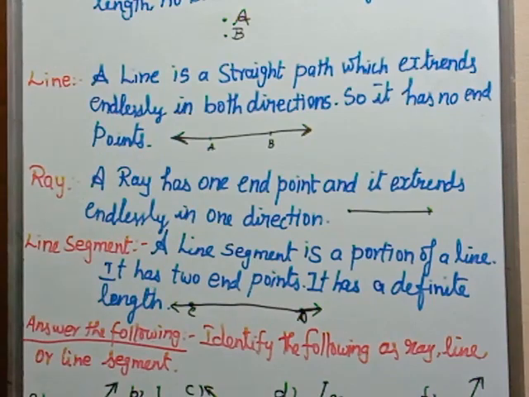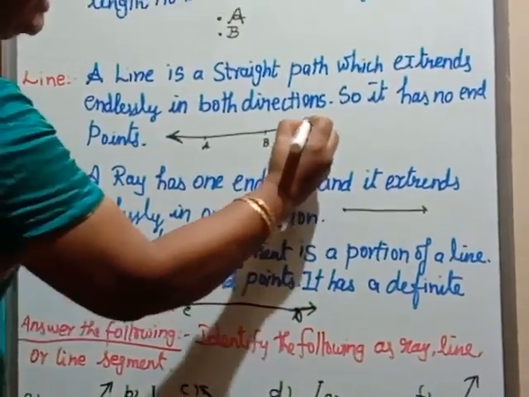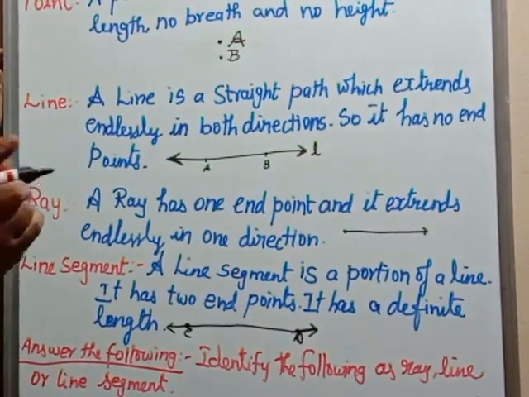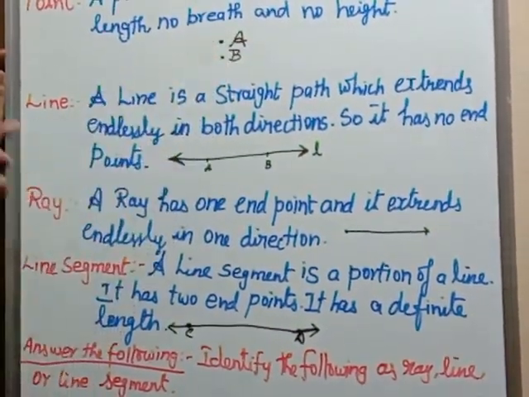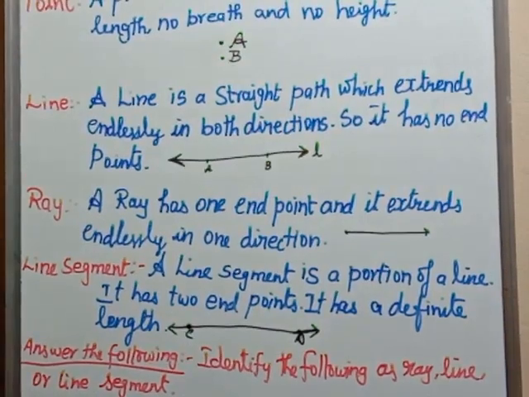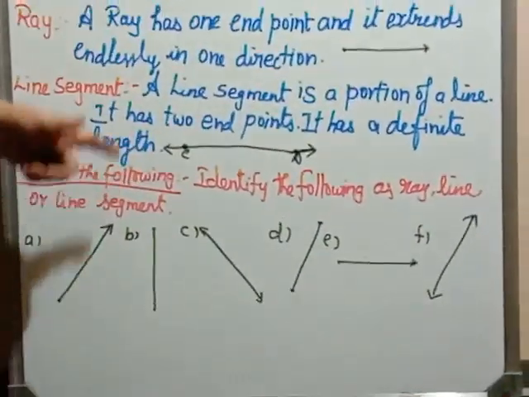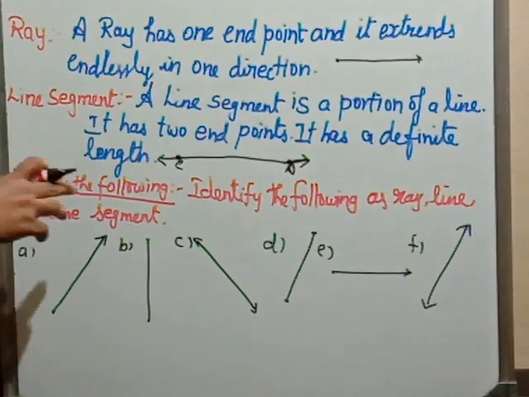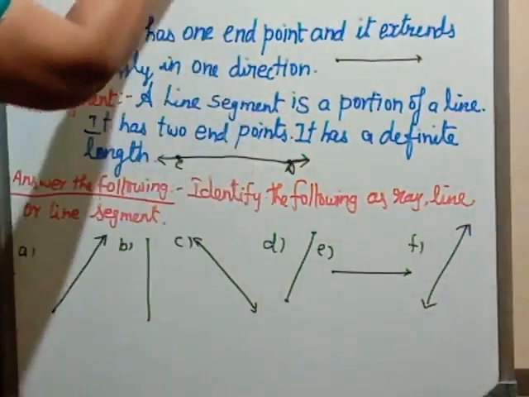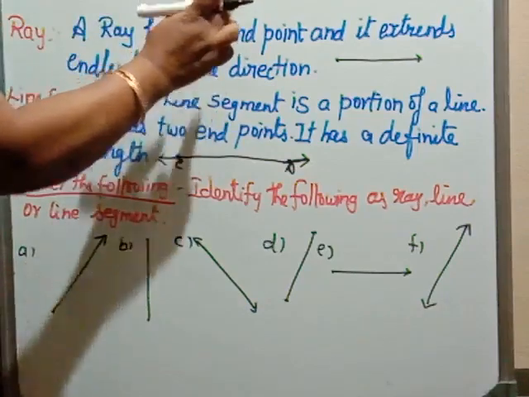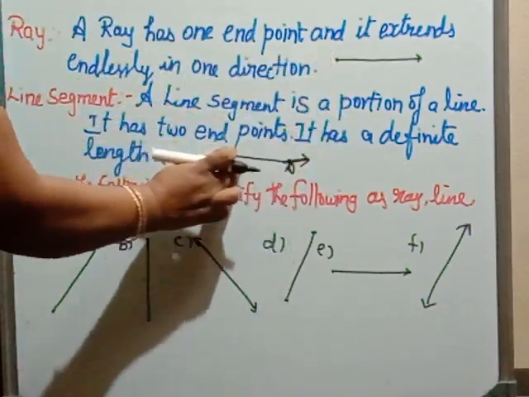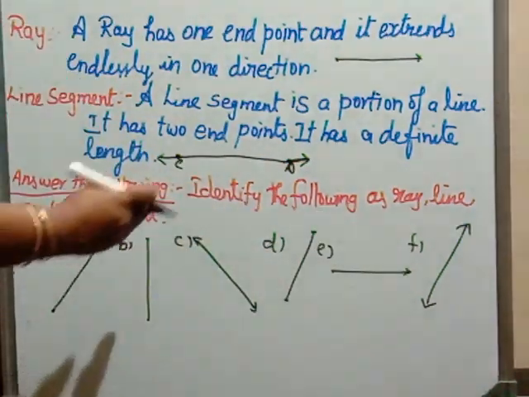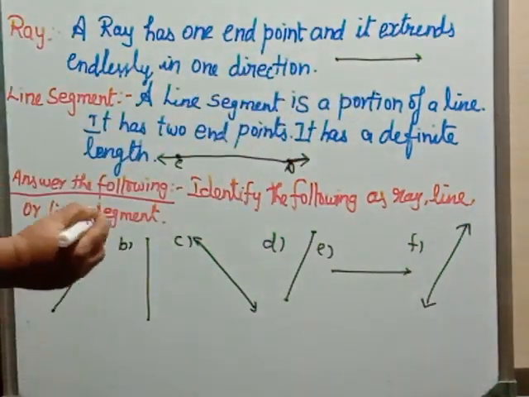Understand children? Lines we always name with small English alphabet letters. Points should be named by capital letters of the English alphabet. Now, after the introduction part, we are going to recall some sums. That is, answer the following. Now I taught what is point, what is line, what is ray and what is line segment. You have to identify these figures, which are ray, which are line, which are line segment.